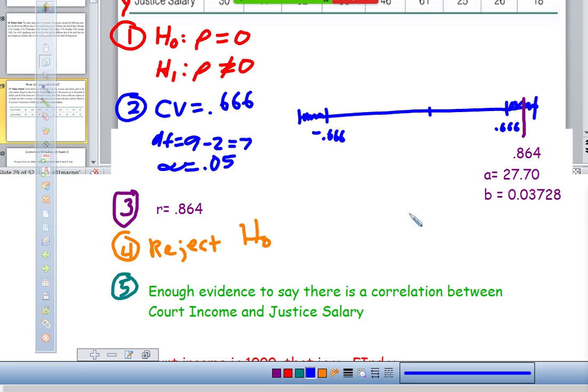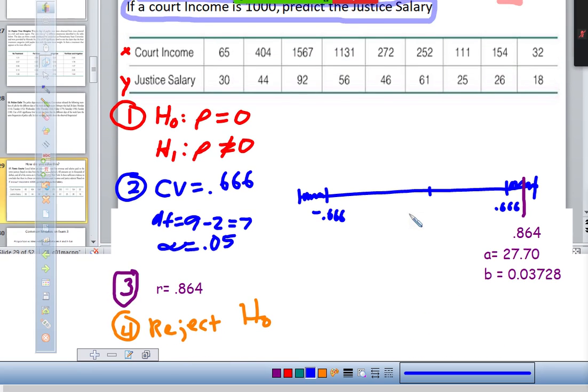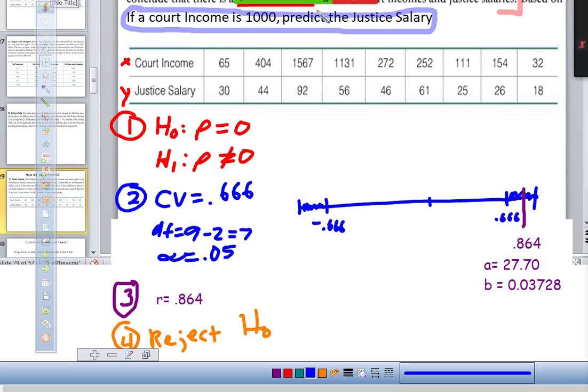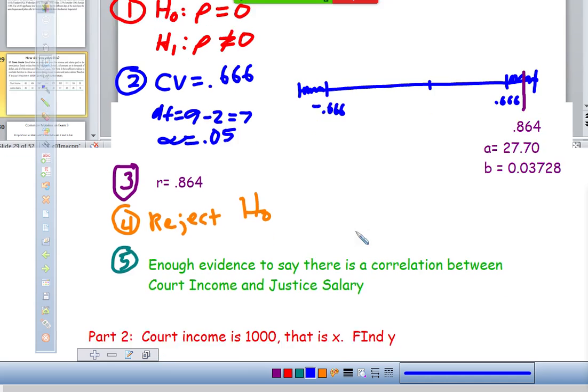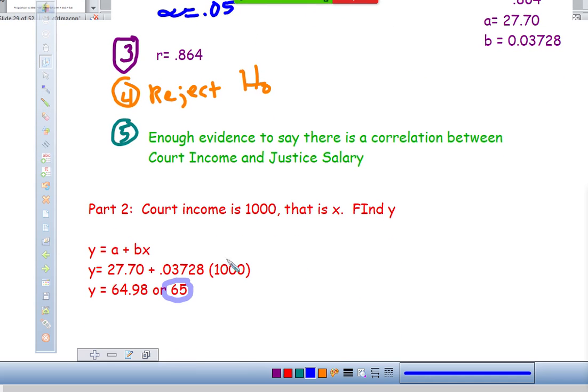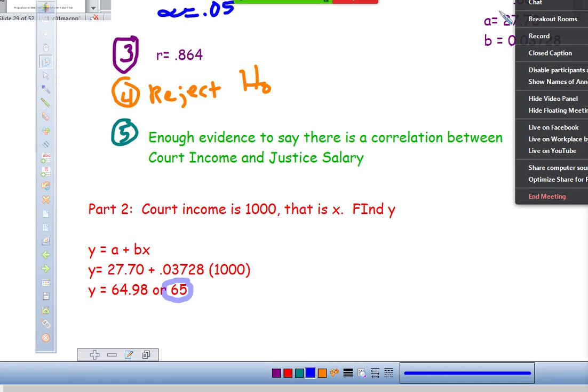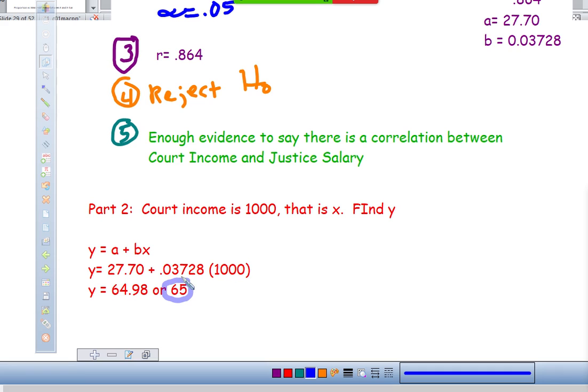Now the second part was: if a court income is 1,000, predict the justice salary. So court income is 1,000. What's court income? Is that my X or my Y? That is my X. So when X is 1,000, predict the Y. I'm going to put in 1,000 for X. I need to find my Y. So here Y equals AX plus B. A is 27.70, B is 0.03728, and then I'm going to put in 1,000 for X. So 1,000 where the X goes, and you do all that, you end up getting 65 for your Y.